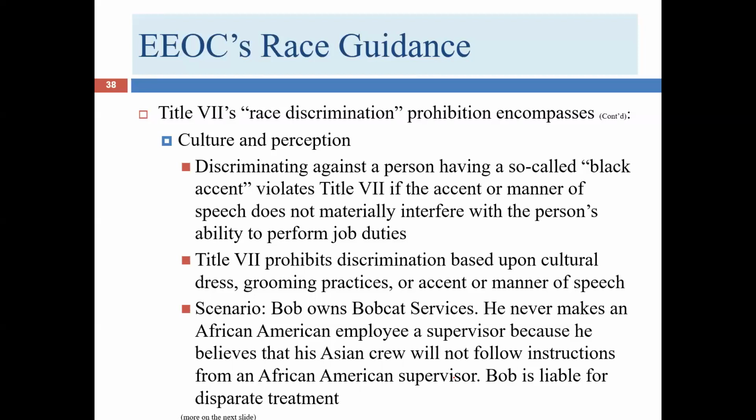Bob is guilty of disparate treatment of all the African American candidates that he passed over for promotion.